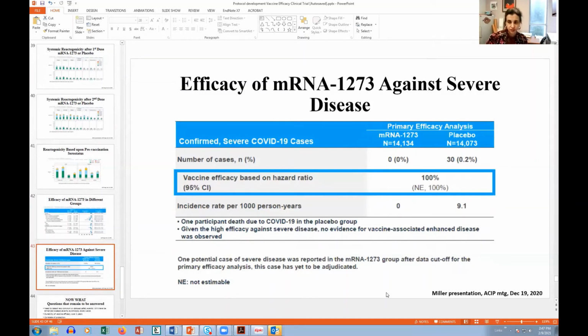In terms of severe cases, this was a very important data to collect. We had 30 severe cases, and the efficacy against severe cases was 100% because there were 30 in the placebo, 0 in the vaccine. Since then, right after the data cutoff, there was 1 case in the vaccine. But nonetheless, the study continues to accrue cases, and the next data cut is going to be real interesting.